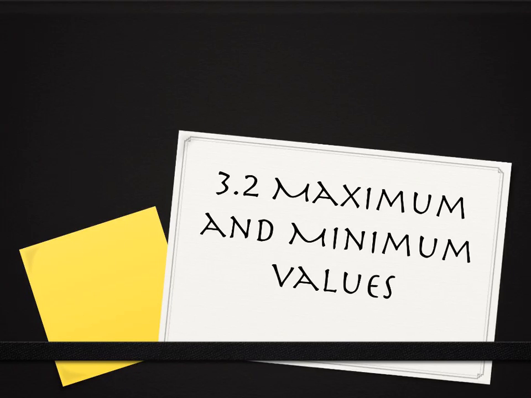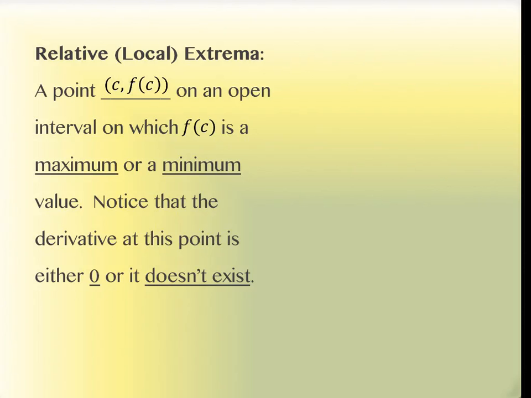Section 3.2 is going to pick up a little bit where we left off, talking about your exam, this idea of maximum and minimum values and slopes and tangents and so forth. To start with, we're going to talk about a specific type of maximum and minimum value, and that's called a relative or a local extrema. Those words are used interchangeably.